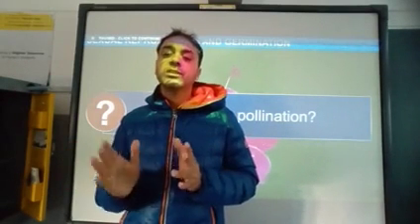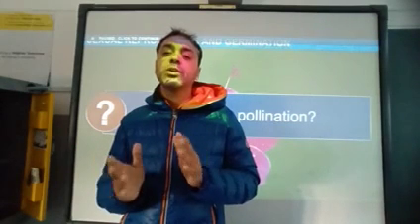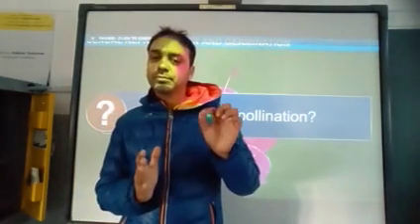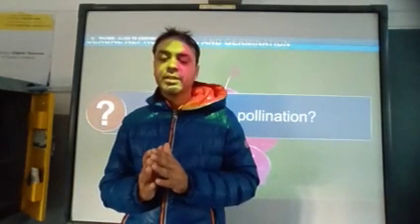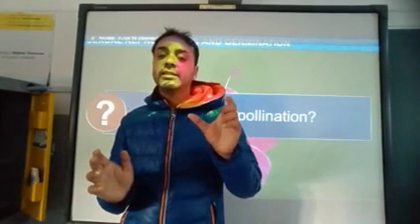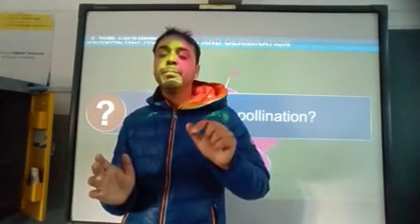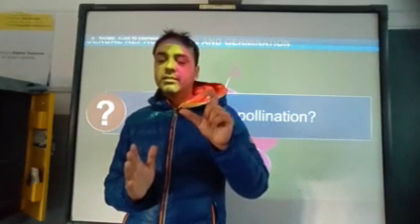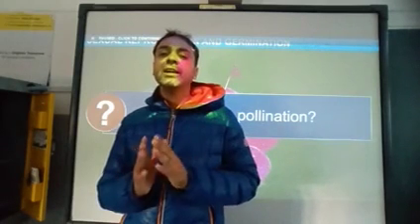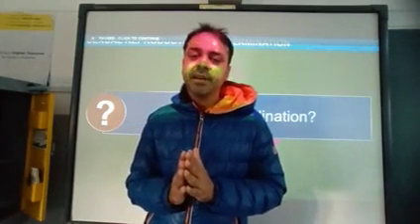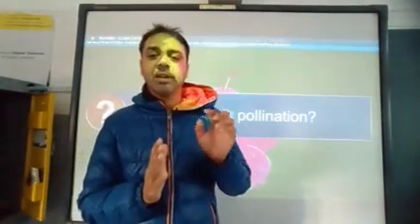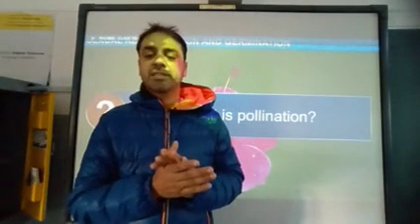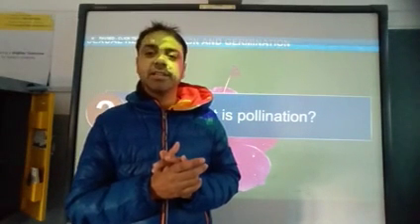Whereas those parts that do not participate directly in the process of fertilization are called non-essential parts, like calyx and corolla. Okay, and this male part consists of two parts, that is the anther and filament. The anther contains the pollen grains, and these pollen grains have to be transferred to the style for the process of fertilization.